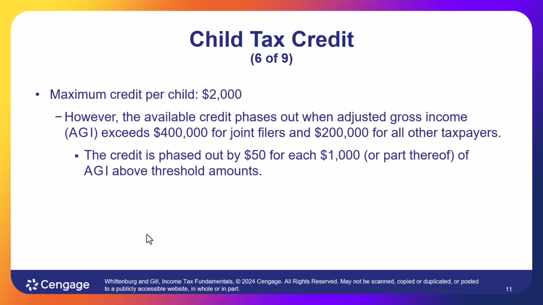The max child tax credit is $2,000 per child. However, these credits phase out when your AGI exceeds $400,000 for joint filers and $200,000 for all other taxpayers. Head of household, single, married filing separate, right? The credit is phased out by $50 for each $1,000 above AGI amounts.